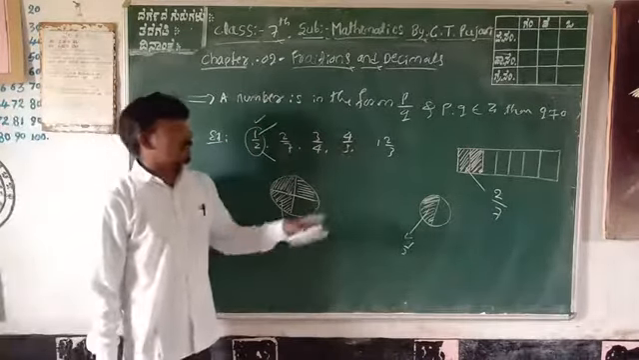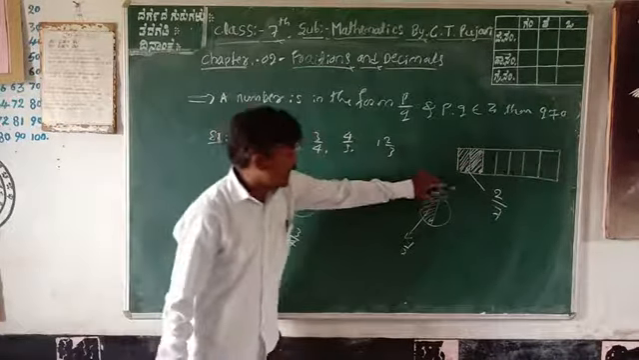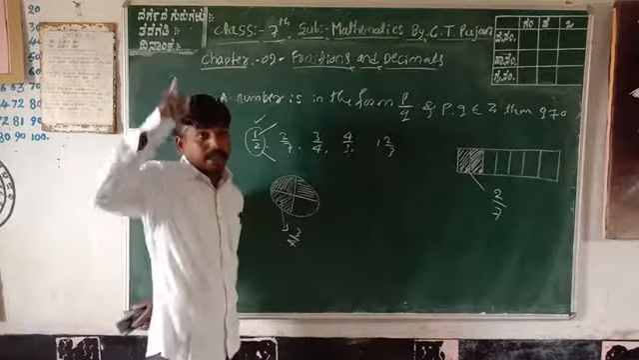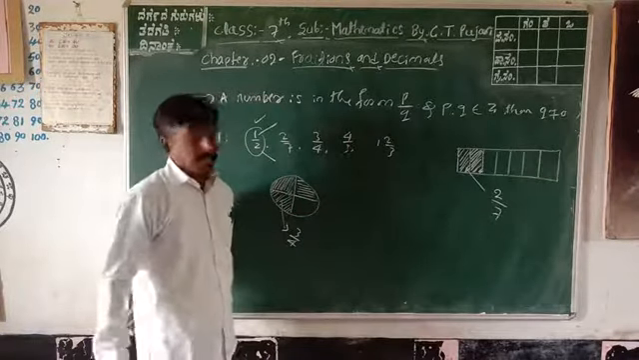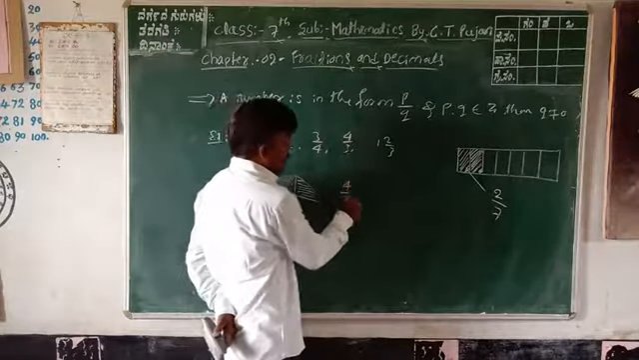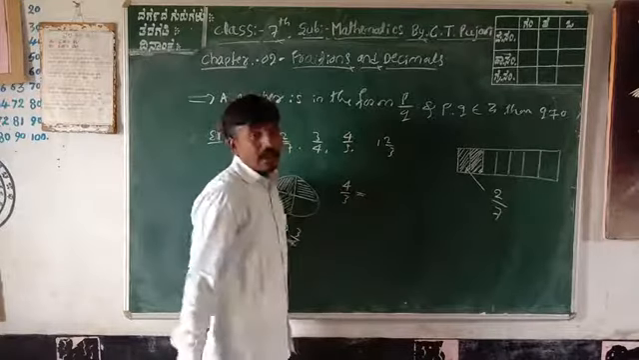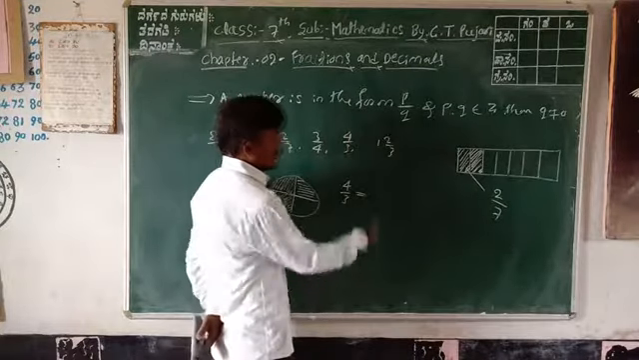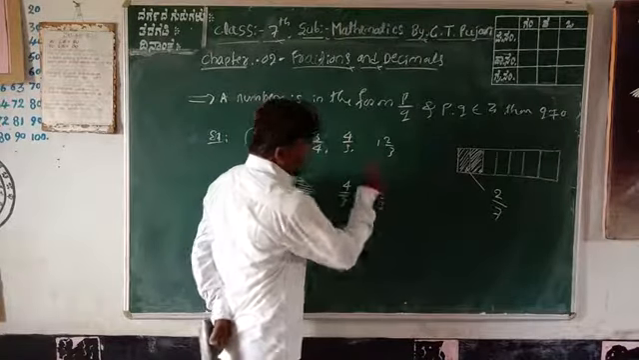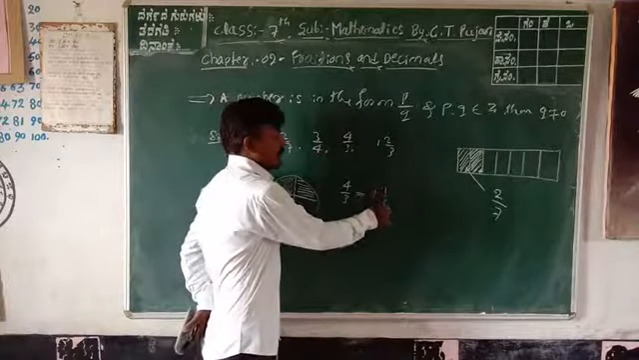But how to write 4 by 3 in number or in a diagram? In 4 by 3, the numerator is 4 and the denominator is only 3. This fraction you can simplify into a mixed fraction. Therefore, 3 ones are 3, and again 1 by 3 is there. The simplest form is 1 integer 1 by 3.